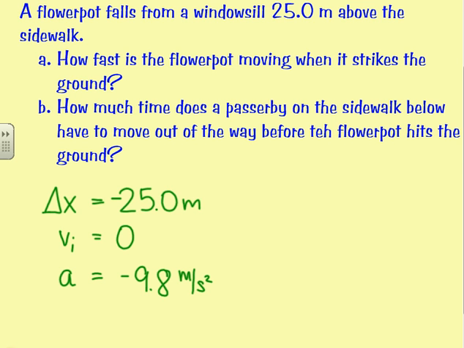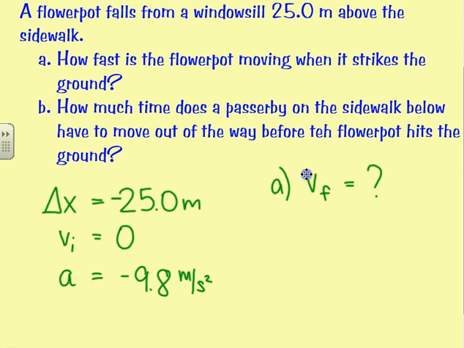Looking at all of my givens, the units match, so I'm able to move on to the step where I'm looking for the unknown. Part A says, how fast is the flower pot moving when it strikes the ground? So V final is what I'm looking for in part A.